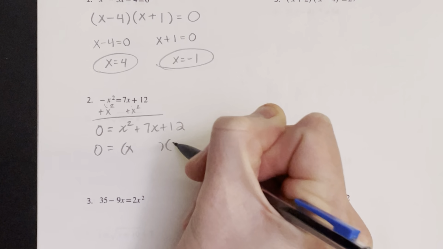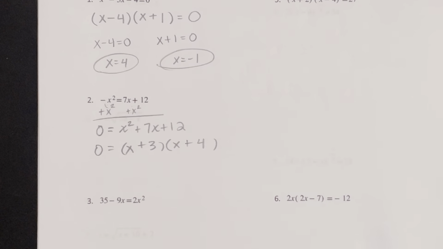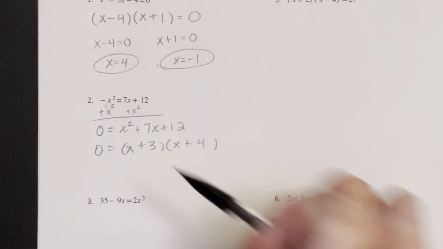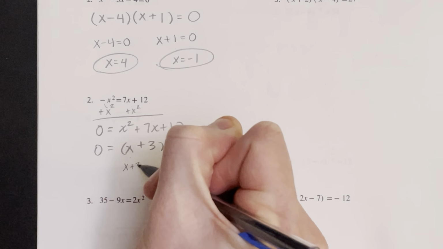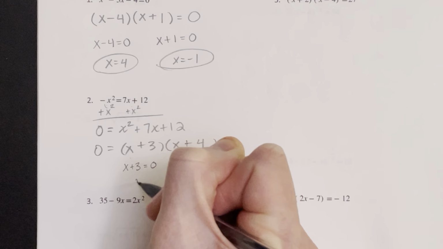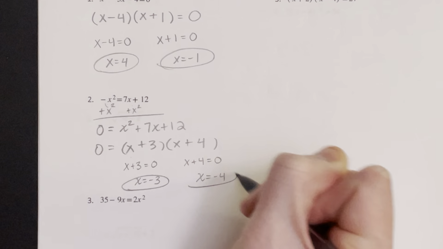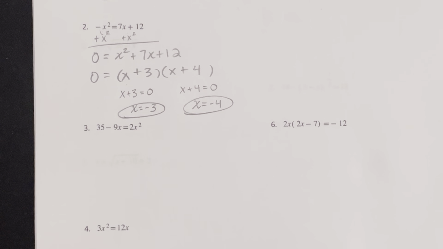We get x times x is x squared. A 3 and a 4 would multiply to give me 12. They also combine on the inside and outside to give me 7x. So our factorization is x plus 3, x plus 4. All right, x plus 3 is equal to 0, and x plus 4 is equal to 0. So x is equal to negative 3 and negative 4. We take each quadratic expression and solve it in this format if it can factor.